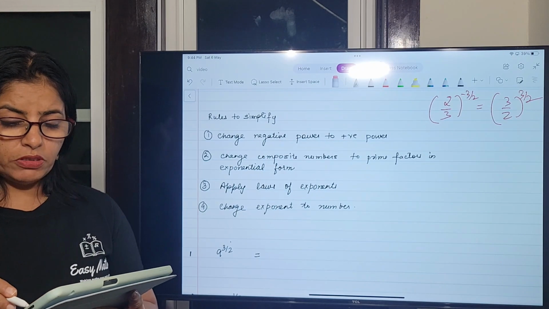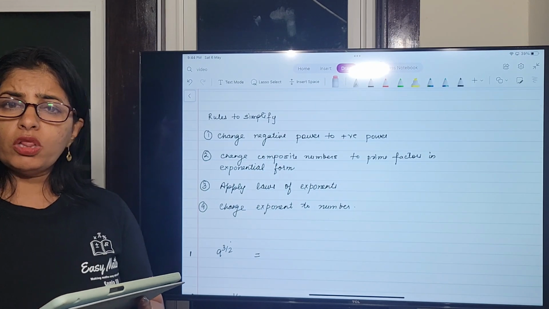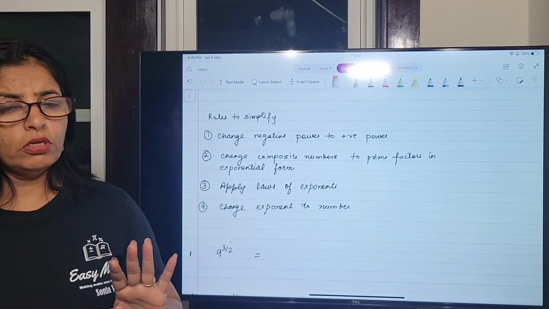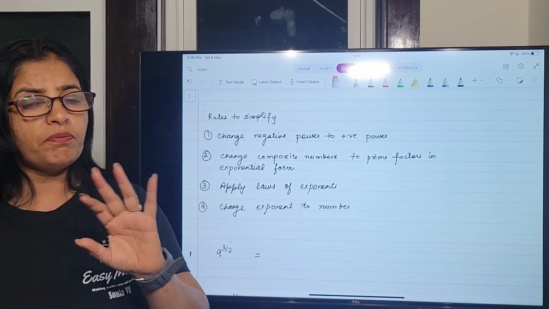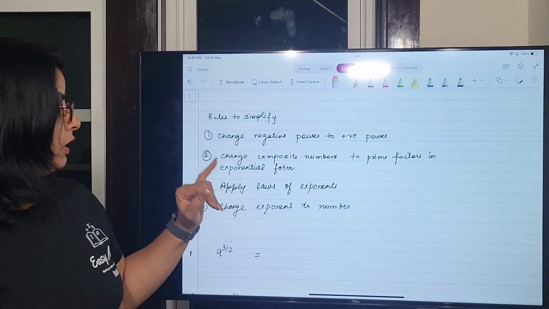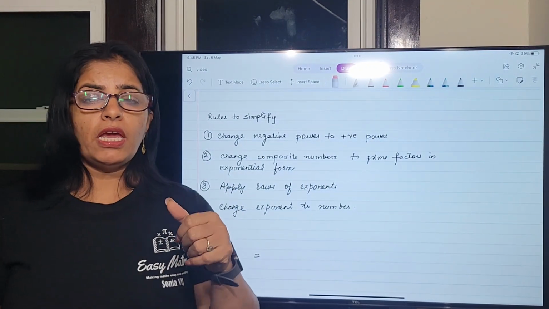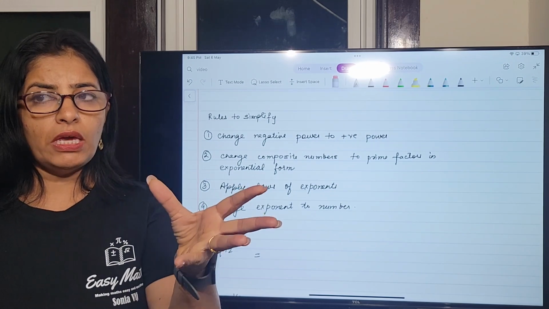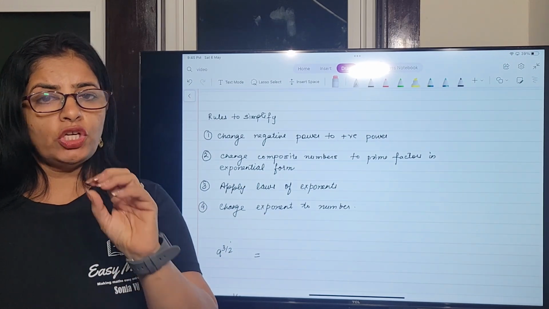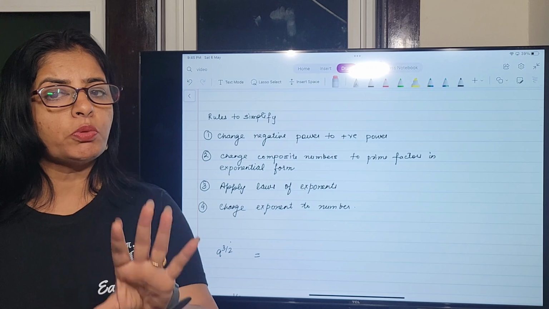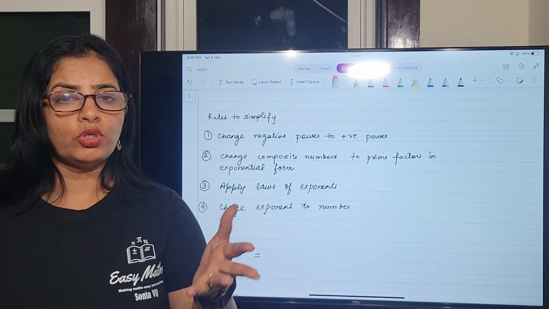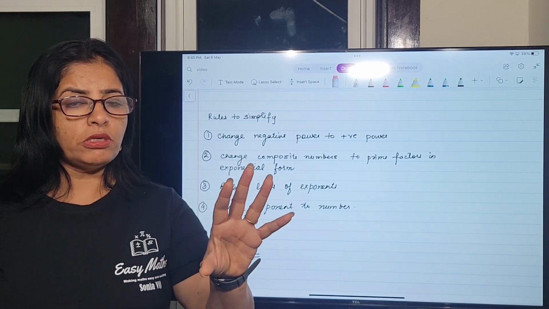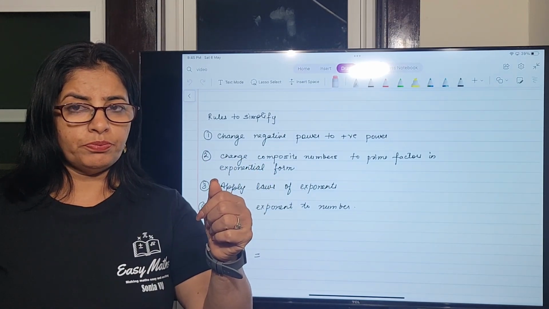So the first step is you remove all the negative powers from the question, because that creates a lot of confusion. The second step is, if you find any composite number in the question, like you have 8 or you have 27, change them to their prime factors in exponential form. So you change 8 to 2 cube, you change 27 to 3 cube. So there is no composite number left after the second step.